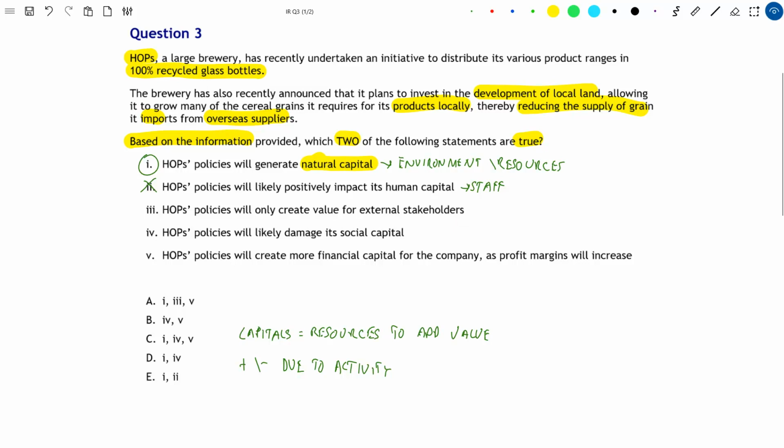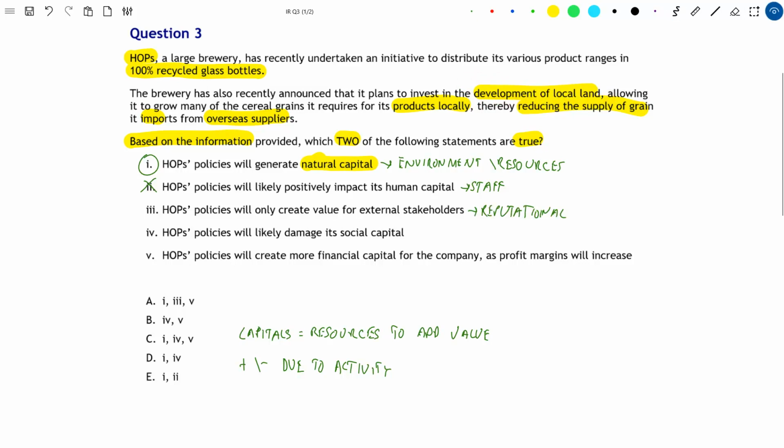Now, the first thing to say here is that obviously these various initiatives will provide value, will improve the business's standing in the eyes of a range of different external stakeholders, from customers all the way through to things like local community groups, who may be pleased to see local job prospects, for example, develop as a result of this shift in suppliers from hops.